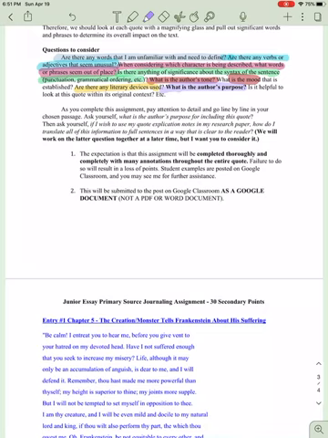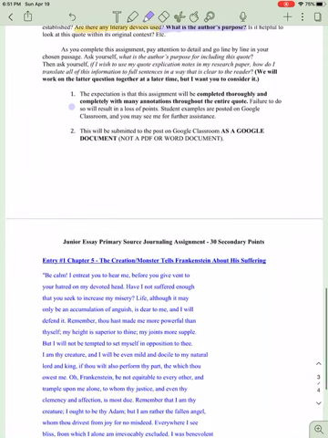Now, as you complete this assignment, pay attention and go line by line in your chosen passage. Ask yourself, what is the author's purpose for including this quote? If I wish to use this in my notes, in my research paper, how do I translate all of this into a way that is clear to my reader? So, the expectation is that this assignment will be completed thoroughly and completely with many annotations throughout. Failure to do so will be a loss of points.